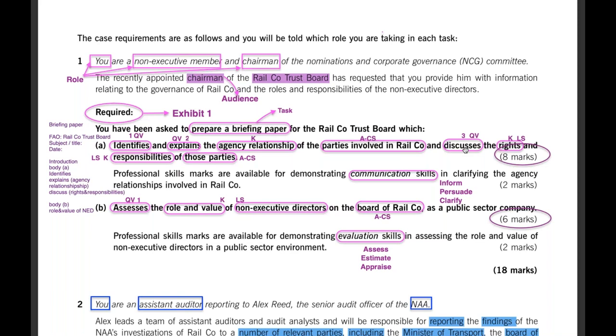So as you write, you ask yourself, did I satisfy the identify? Have I actually identified the agency relationship of the parties involved in Railco? And then you are asked to explain, so have I explained? If you have identified a few, then you have to look at whether you have explained the parties there. Next you have to discuss. When you discuss, you're supposed to discuss a few things: rights and responsibilities of those parties. Those parties are the ones that you have already identified here. So as you write, keep on looking back at this requirement so that you will know whether you have fulfilled it or not.